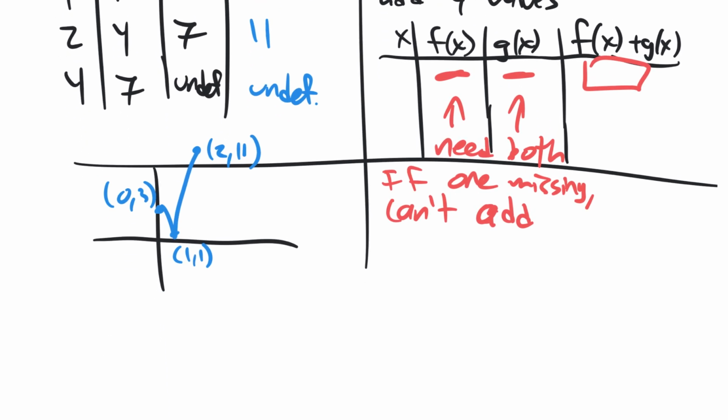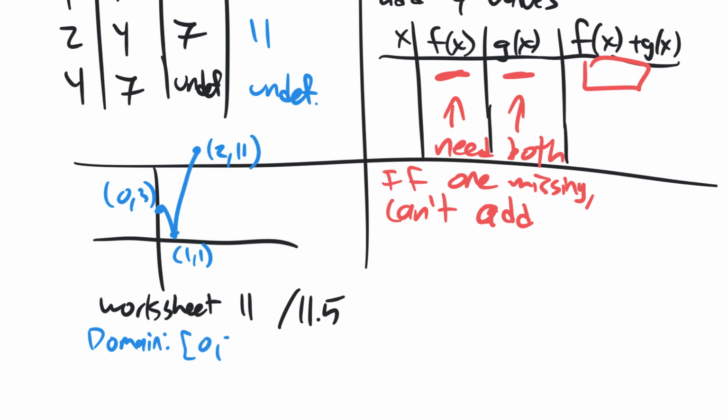Now for some extra practice, you can try worksheet 11 and 11.5. Definitely you're going to want to work on your domain and range. Even a graph like this here, this blue graph, it might be worth doing even right now. What's the domain of the blue graph? It appears to be from 0 to 2. What's the range on this blue graph? It looks like the lowest value is 1 and the highest value is 11. You want to get comfortable with using interval notation and writing down domain and range if that's something you haven't done in a while.